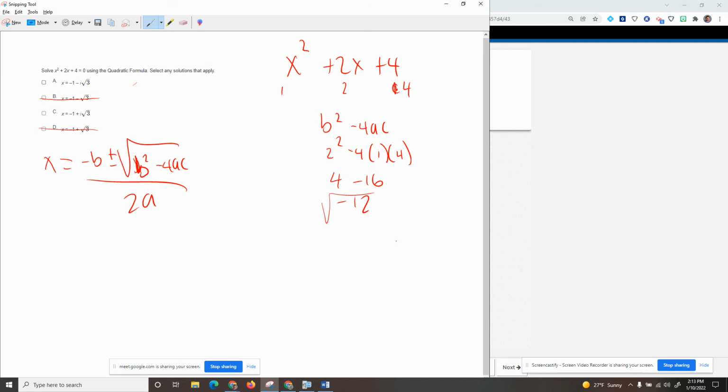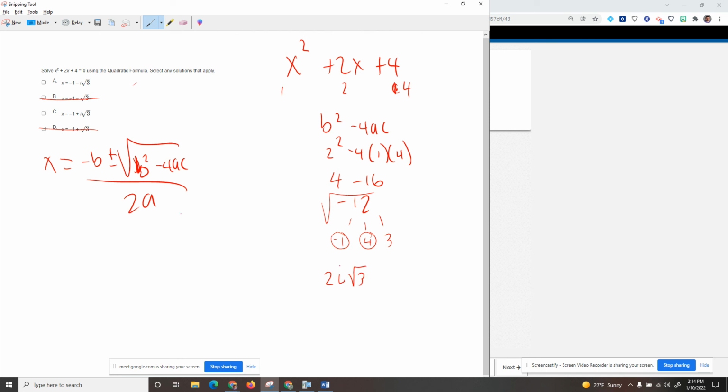Negative 12 is under the square root in the formula. So let's figure out what that is. I can simplify negative 12 by breaking it down into negative 1 times 4 times 3. The negative 1 because it's negative, and then 12 itself is not a square, but 4 is a square factor. So when I simplify that, square root of 4 is 2, square root of negative 1 is i, and square root of 3 is going to stay square root of 3.